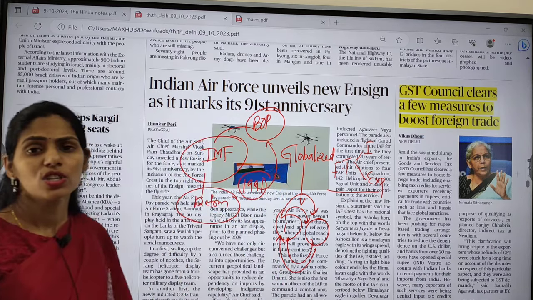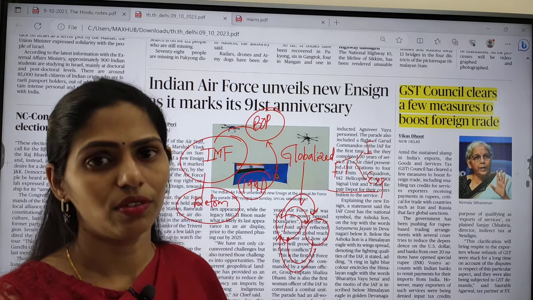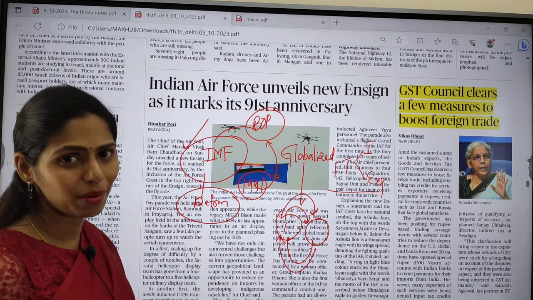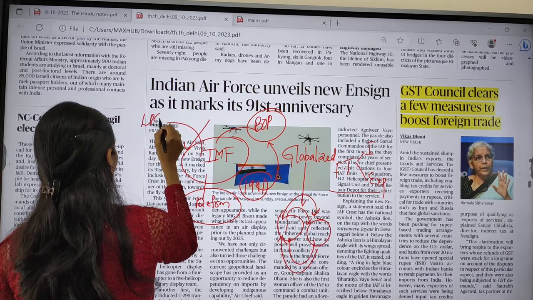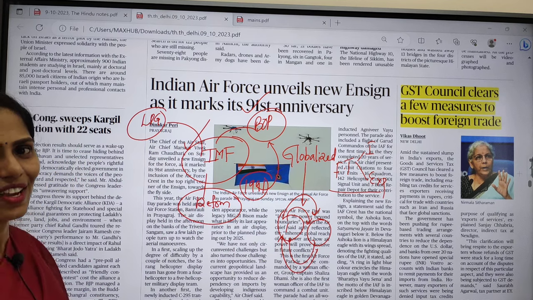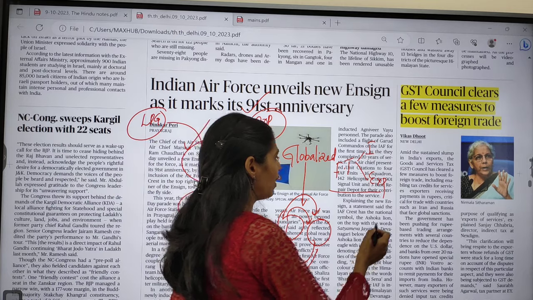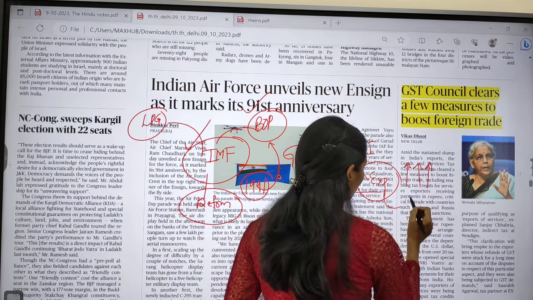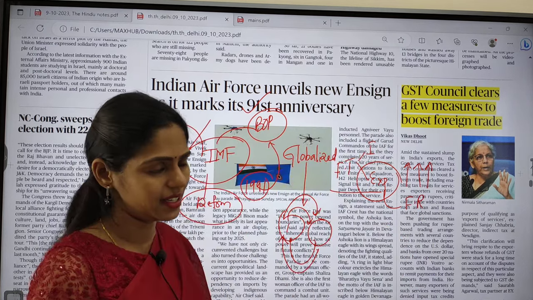At that time, the forex reserves that we had were not even enough for the next one week. Because of this, we approached the IMF, and the IMF said that you need to come up with reforms. Finally, we came up with the LPG reforms to come out of this balance of payment crisis. So what happens if there is good foreign trade? If we have good foreign trade, we can increase our exports, so we can get good foreign reserves, or foreign currencies.